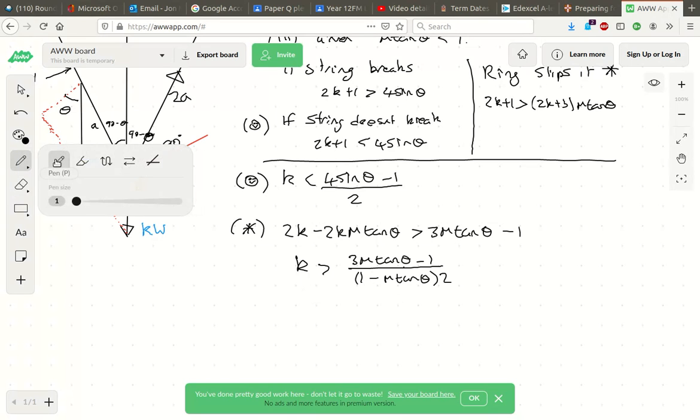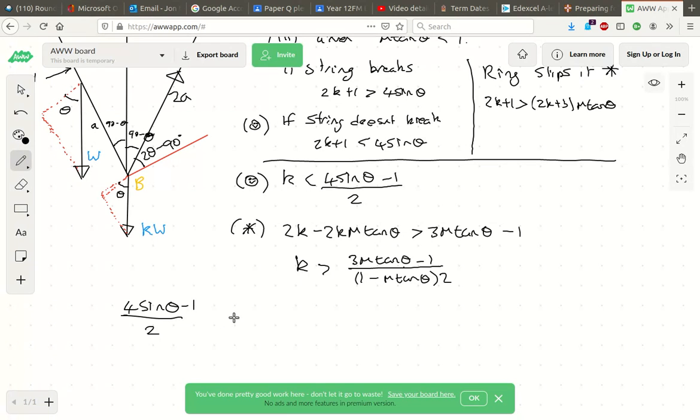But it doesn't take too much imagination to think, well, that means that 4 sine theta minus 1 over 2, that must be the biggest one, and that must be bigger than 3 mu tan theta minus 1 over 2 minus 2 mu tan theta. Well, let's just cancel the 2's, actually. That would be the easiest way, wouldn't it? Cancel the 2's.